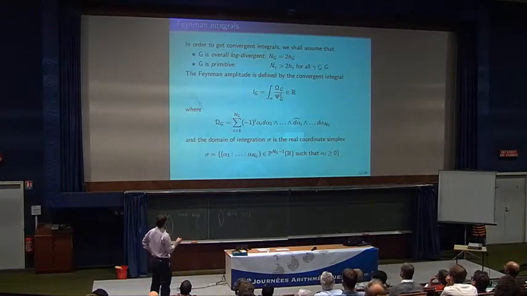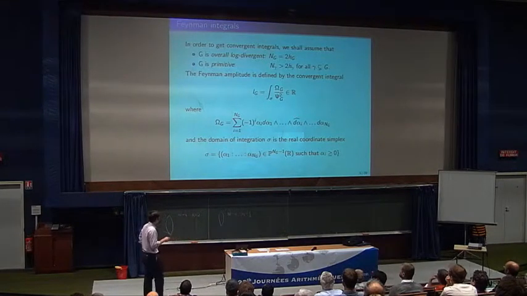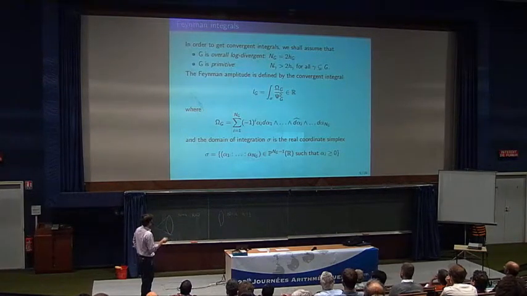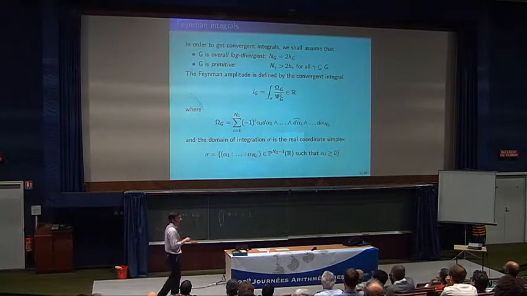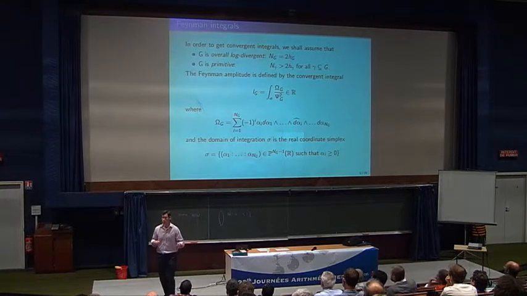But anyway, with these assumptions, we define the Feynman amplitude by the integral of omega_G, where omega_G is just the standard projectivized differential form on projective space. In the denominator, we have the square of the graph polynomial. The domain of integration is given by sigma, where sigma is simply the set of real points in projective space with positive coordinates.